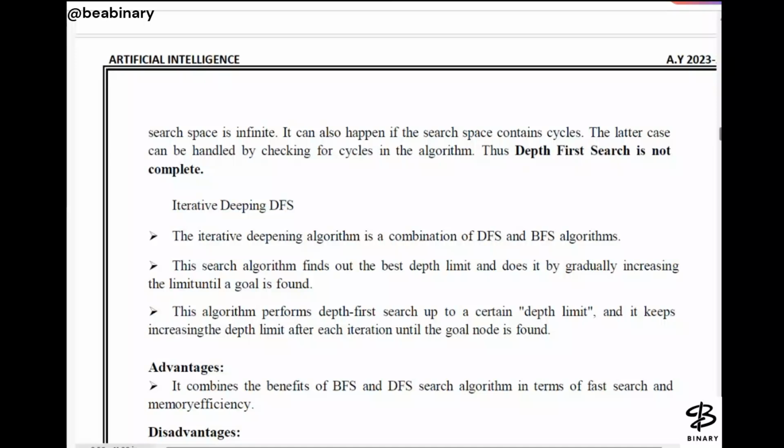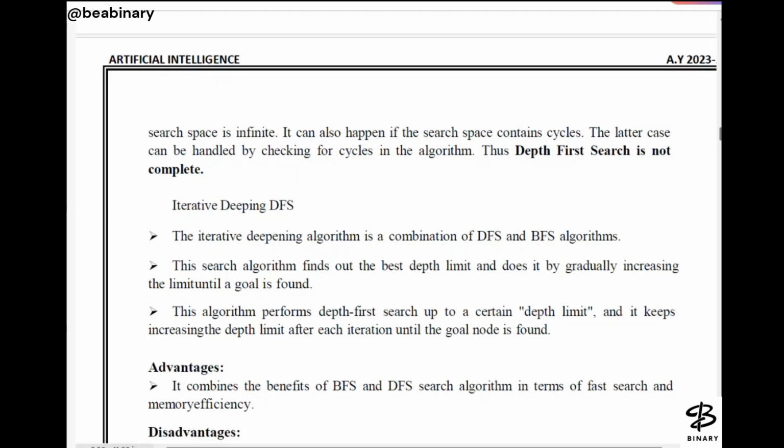So another one we are talking about is the iterative deepening of DFS. This search algorithm finds the best depth limit and does it by gradually increasing the limit until a goal is found. This algorithm performs depth first search up to a certain depth limit only, and it keeps increasing the depth limit after each iteration until the goal node is found.